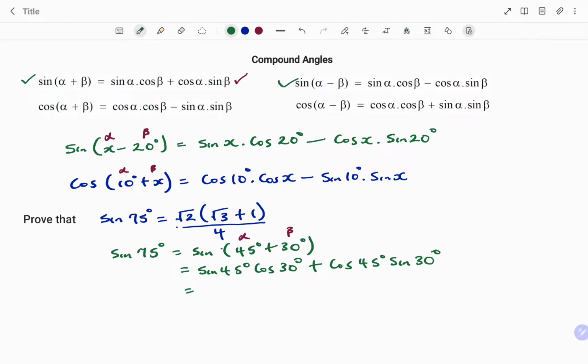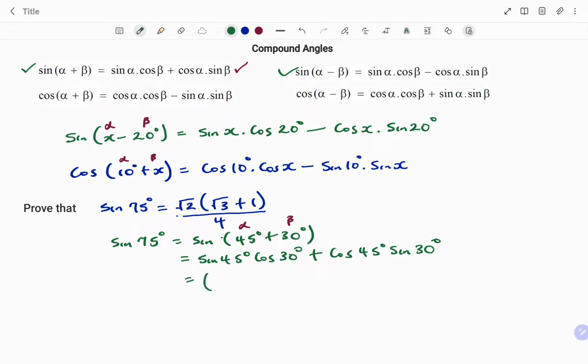So I'm going to have sine 45. I start simplifying. So that's 1 over root 2, that's sine 45, times cos 30, that's root 3 over 2 close bracket, plus, for the second term, cos 45, that's 1 over root 2 multiplying sine 30, 1 over 2.